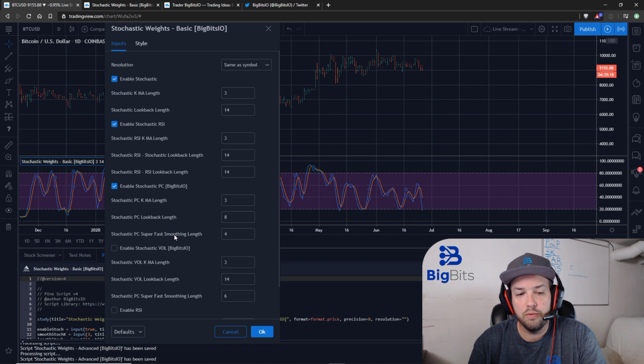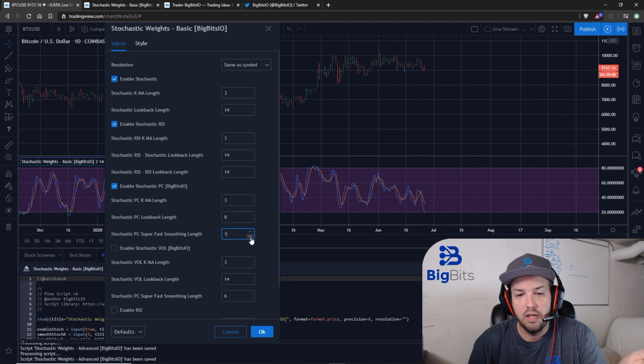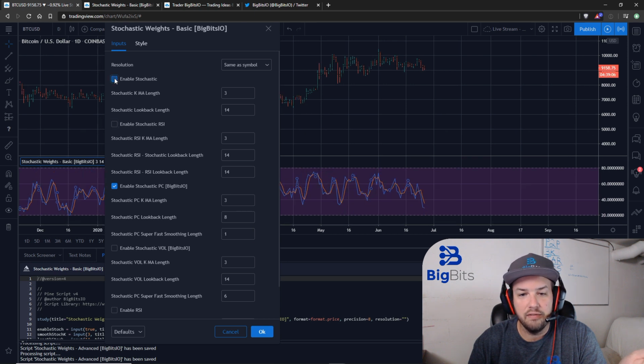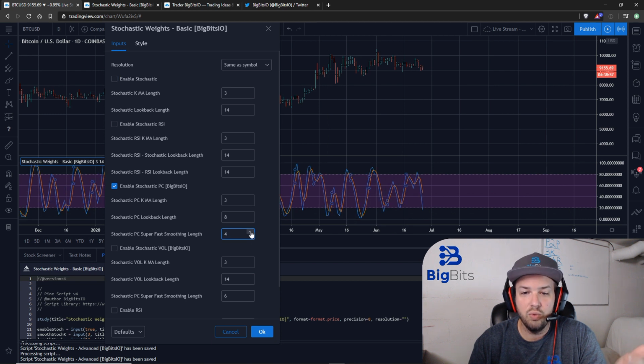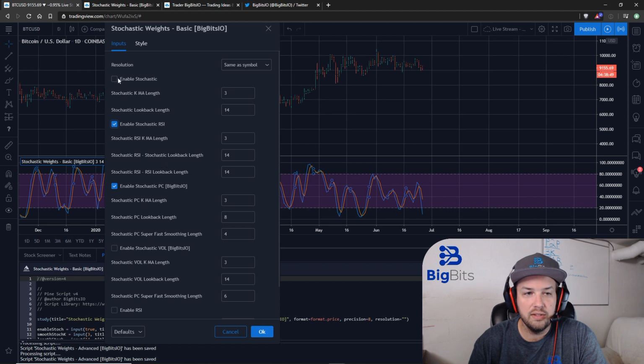Now, if you're curious about the super fast smoothing length, this has to do with the volatility. I wouldn't really recommend changing it because if you have it much lower, the lines move very, very rapidly. I didn't really care for it here, so I always set this to a 1 or a 4 so that the lines weren't moving too quick. But you can of course change all those settings that you want.